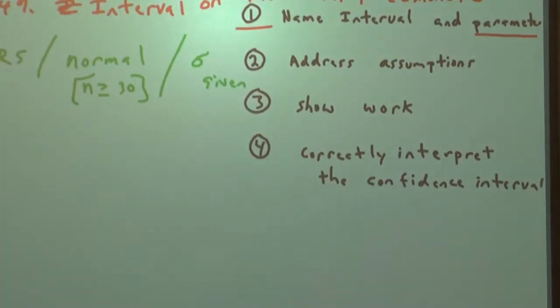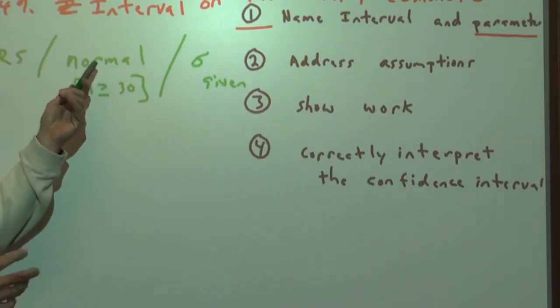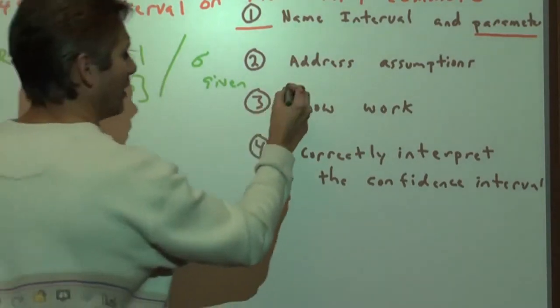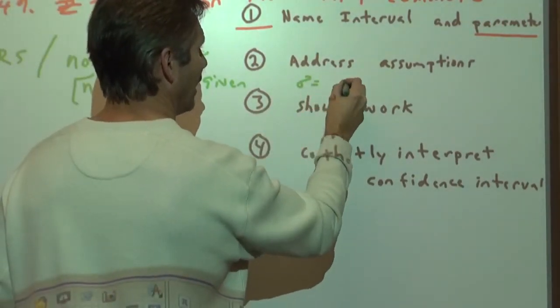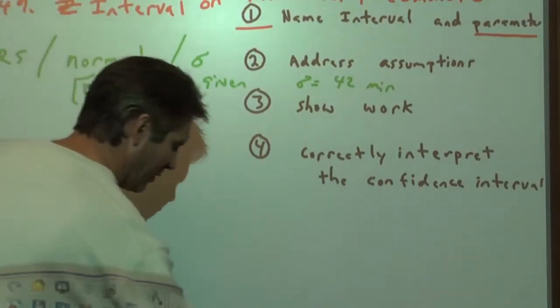So let's suppose the problem, it did say we took a random sample of what was it, 36. So we would say SRS, we were told it was random. That was good enough. Our sample size was 36, so it was at least 30, so we know our sampling distribution of means is normal, and we were given the standard deviation. It was given to us as 42 minutes. So that's the end of step 2.